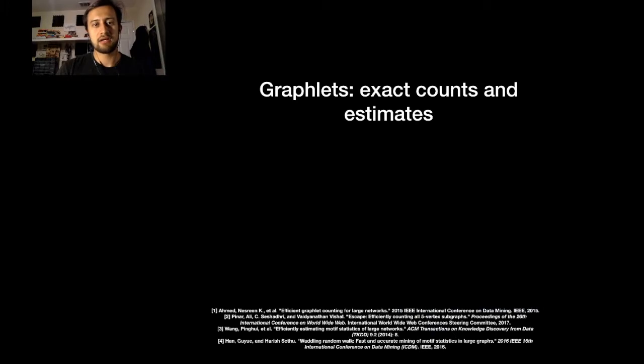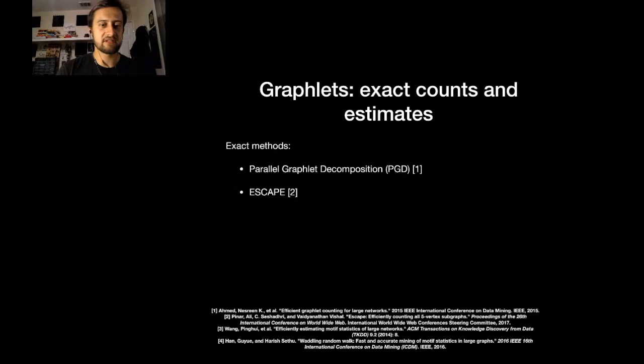Accordingly, a large number of exact count methods have been developed. Some of these are parallel graphlet decomposition and ESCAPE. But unfortunately, these methods hit the complexity barrier around k equals 5 for large graphs. That is, in graphs that are around the size of a million nodes.